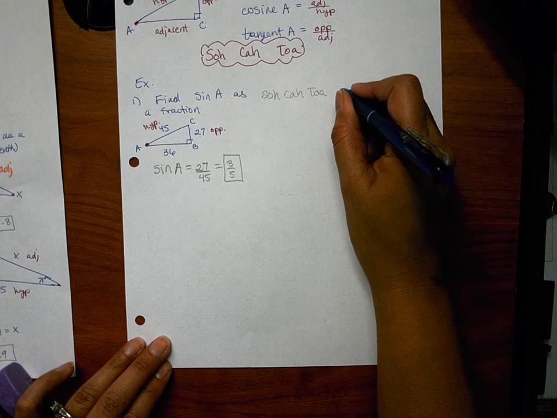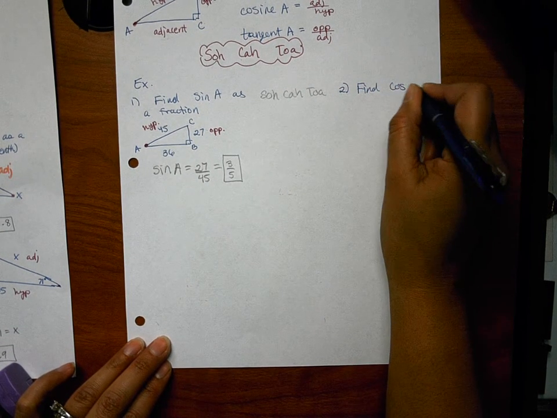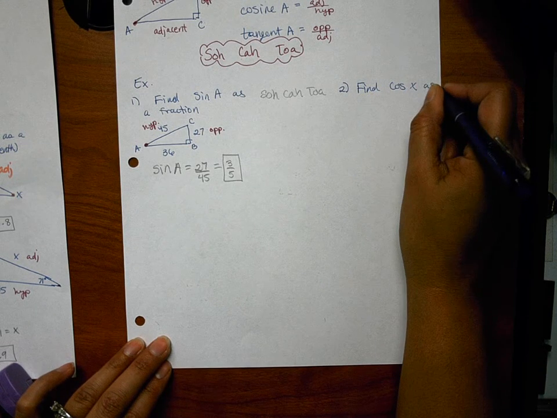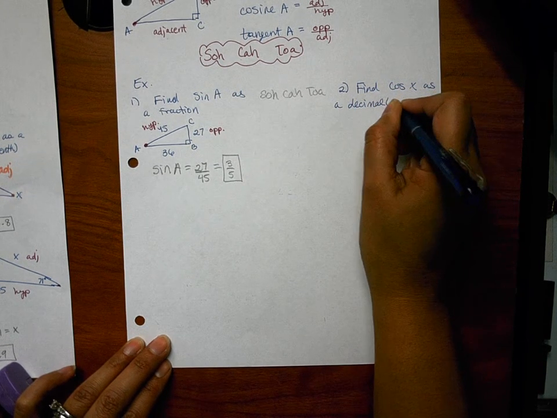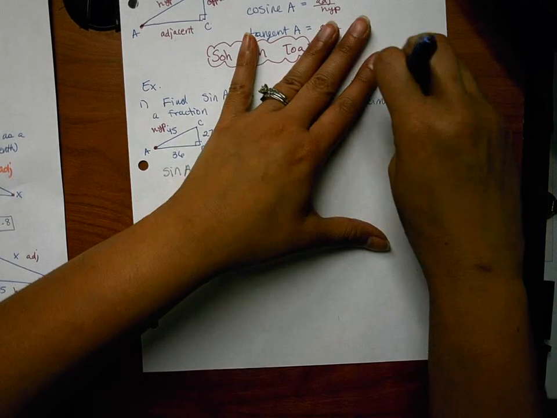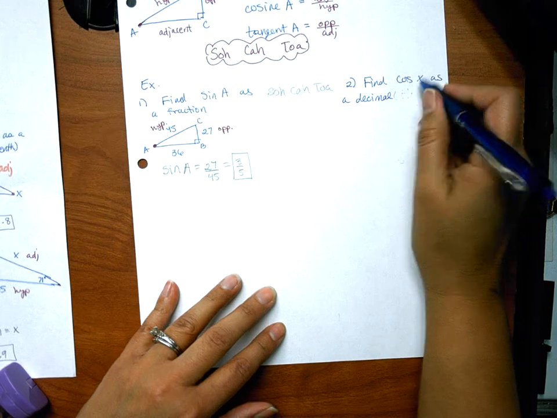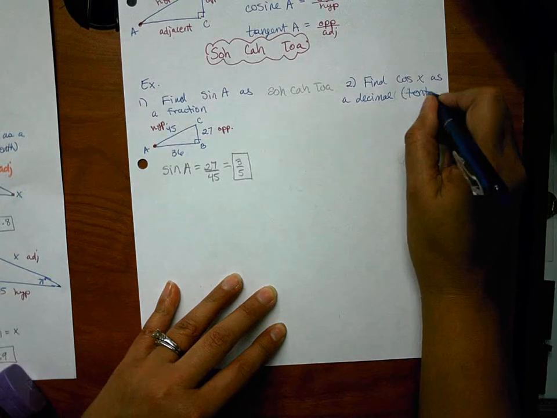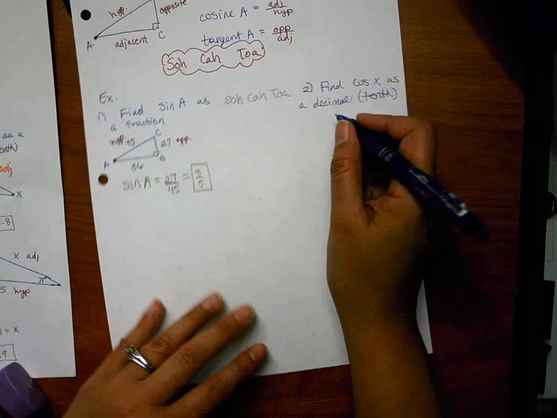Okay, number 2, find cosine of x as a decimal. I'm going to put in here tenths place because I want you to round your decimal to the nearest tenths. Okay, so let's draw our right triangle.